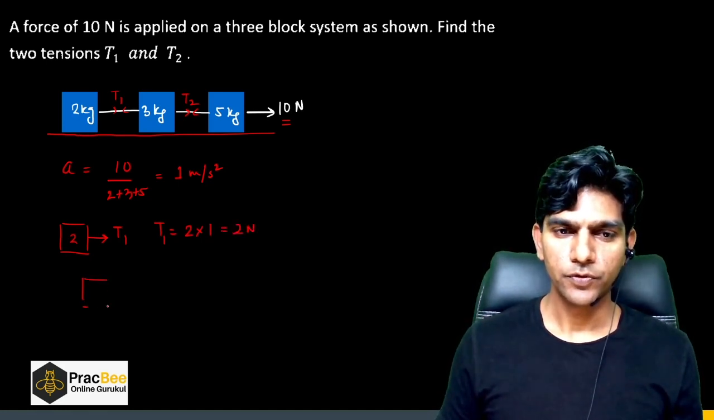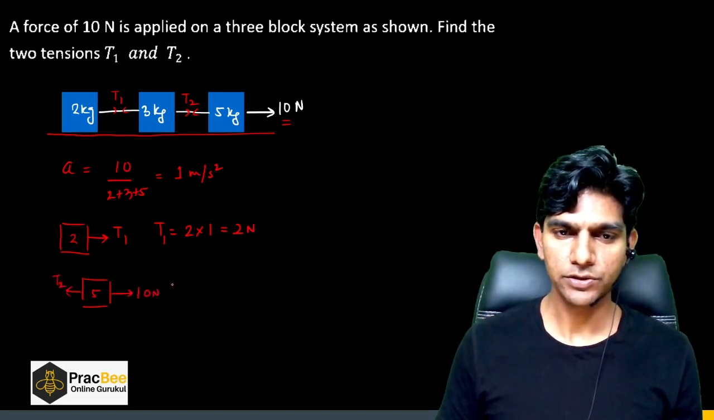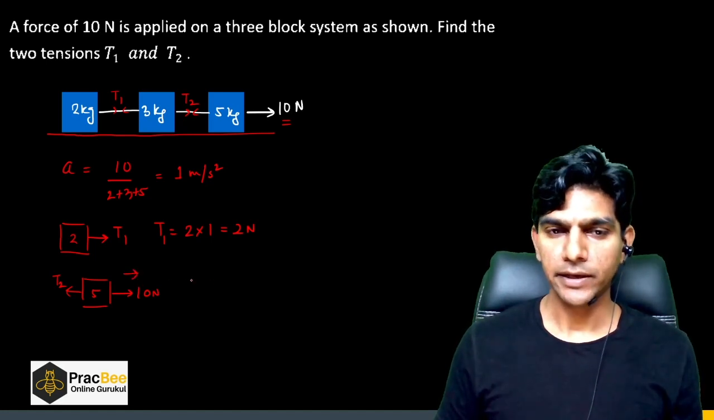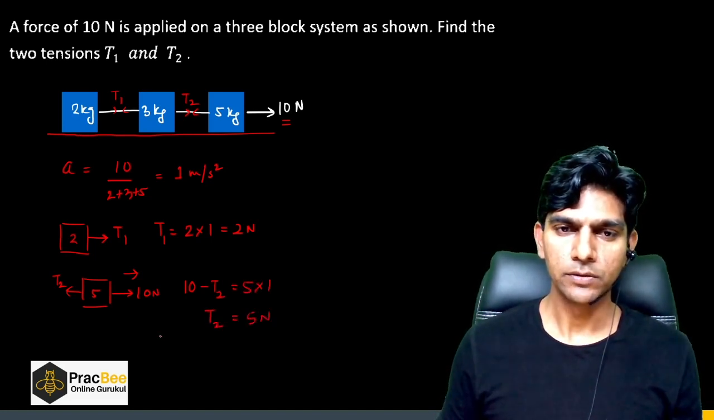Now if I draw the free body diagram of the 5 kg block, there is a 10 Newton force acting in the right direction and there is a tension T2 acting in the left direction. And it is having an acceleration in the right direction. So the net force in the direction of acceleration will be 10 minus T2 is equal to mass times the acceleration. So T2 comes out to be 5 Newton. So these are the answers, right?